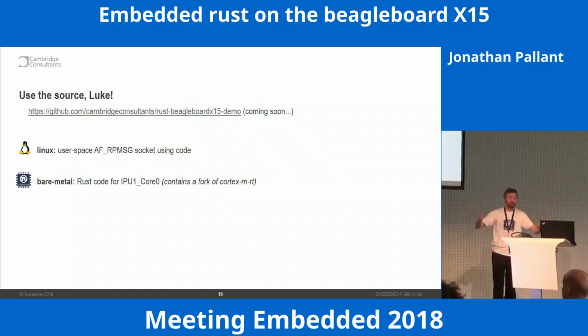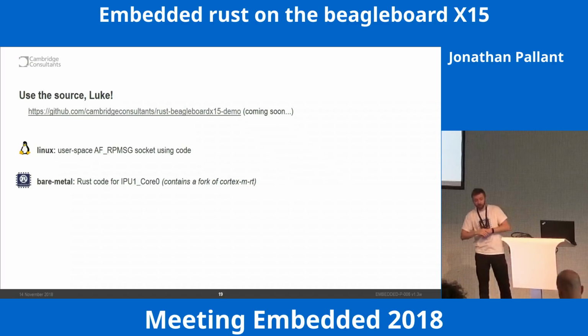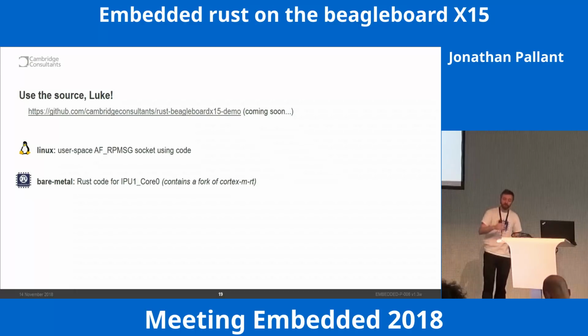So that's all I've got to say. The source code will be available at github.com/Cambridge Consultants as soon as I've run git push on my laptop, because I only got permission to publish it the other day. There you will see the user space program, a Rust application that uses RPMsg sockets, and you will see all of the bare metal code to bring up the Cortex M4.